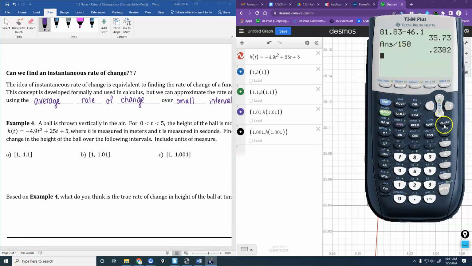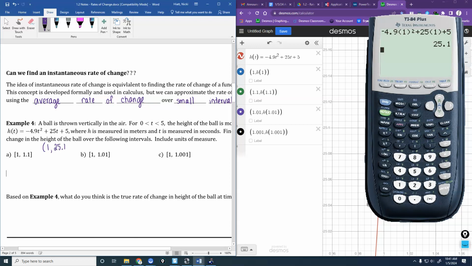All right. So definitely one thing you can do is just do negative 4.9 times 1 squared plus 25. All of you are going to have to do this, right? Because all of you have to find that point because 1 is one of the coordinates that you're looking for. So we know that one of the points here is (1, 25.1), right? And everybody's going to be using that.